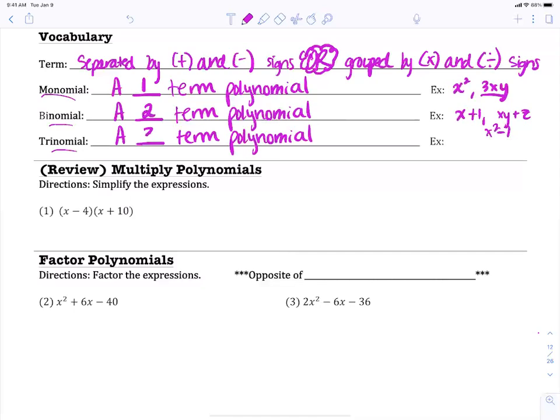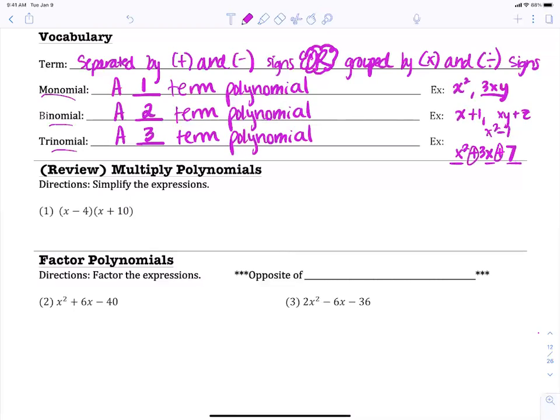And last but not least, we have what's called a trinomial, and these are your 3-term polynomials. A good example of this is a classic quadratic that we just graphed last unit: x squared plus 3x plus 7. We have 2 addition signs, which means I have 3 separate terms.